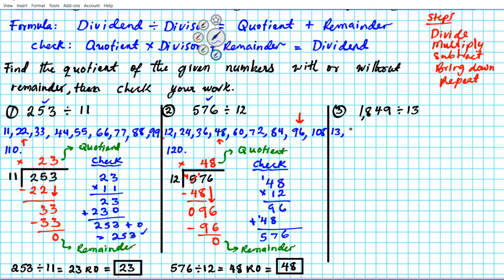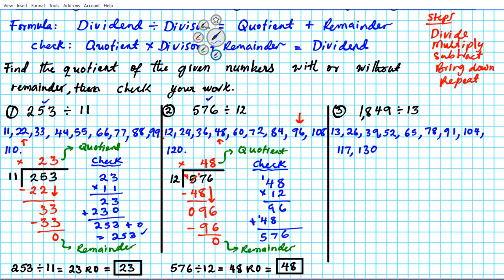13 times 1 is 13. 13 times 2 is 26. 13 times 3 is 39. 13 times 4 is 52. 13 times 5 is 65. 13 times 6 is 60 plus 18, which is 78. 13 times 7 is 70 plus 21, which is 91. 13 times 8 is 80 plus 24, which is 104. 13 times 9 is 90 plus 27. That's 117. 13 times 10 is 130. All right, bam, bam, bam.